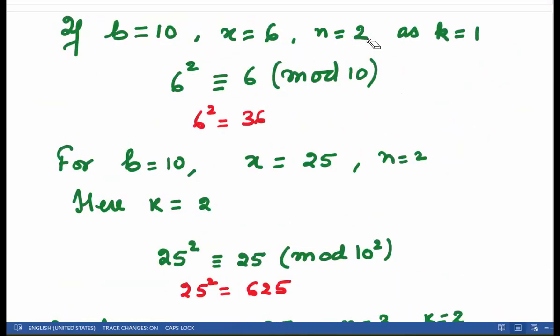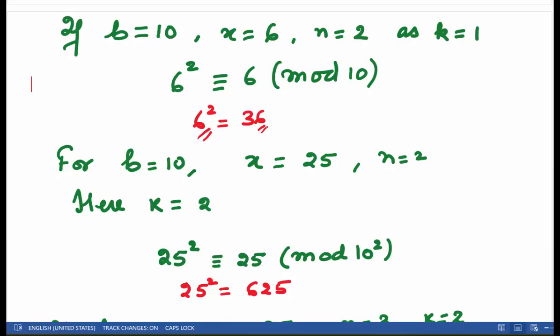If we take the base 10, take x to be 6, take n to be 2, that is we are squaring the number, and as x is 6, there is only one digit, k is 1. So now you see the above congruence is satisfied. 6 square is congruent to 6 mod 10. 6 square is nothing but 36. You can see it is satisfied. Moreover, the square ends in the digit 6 itself.